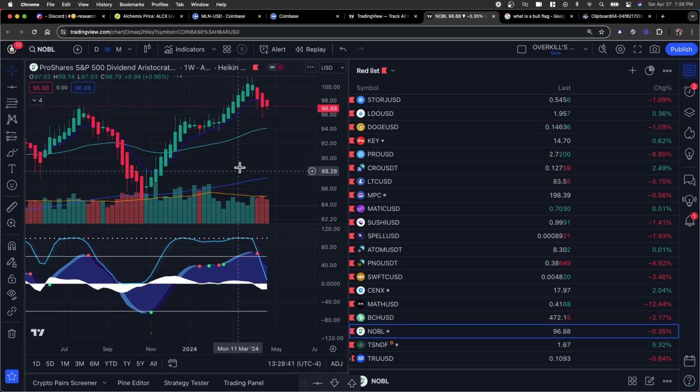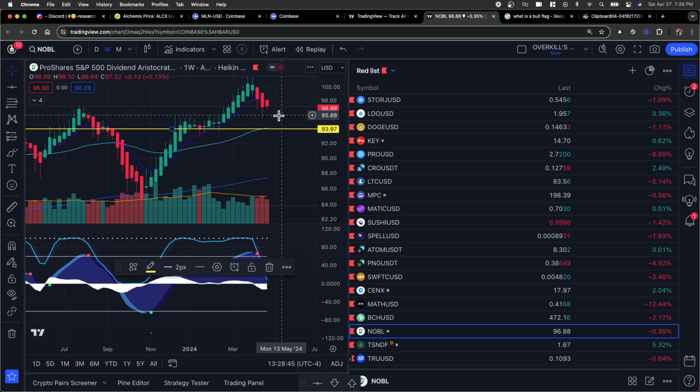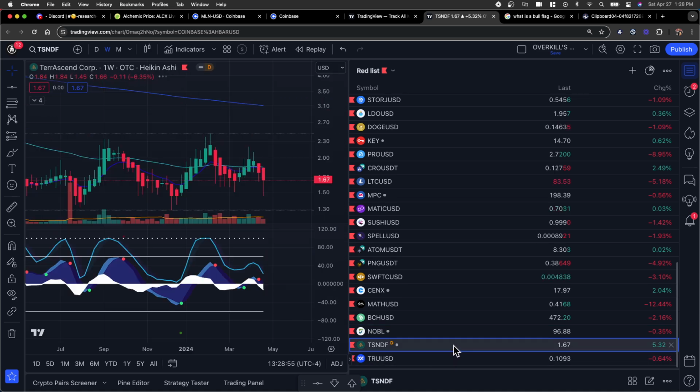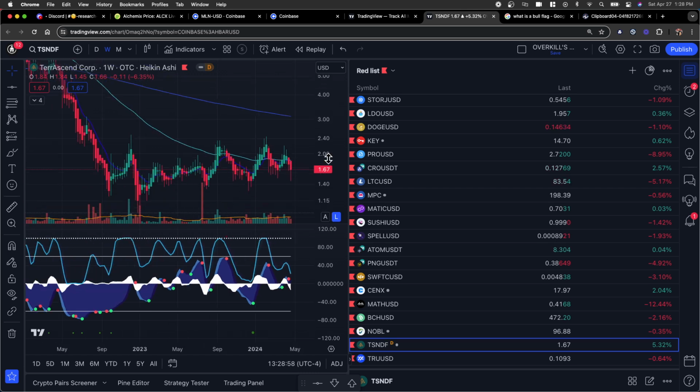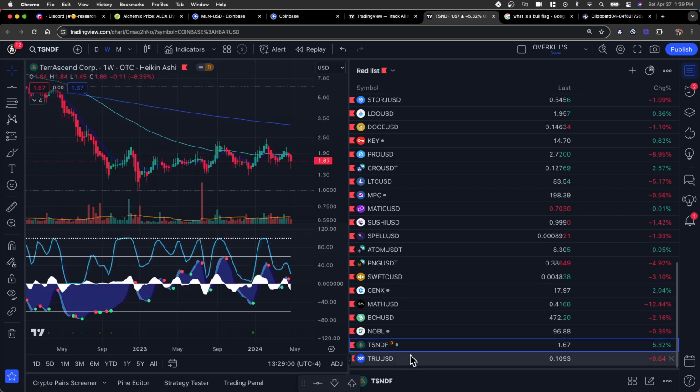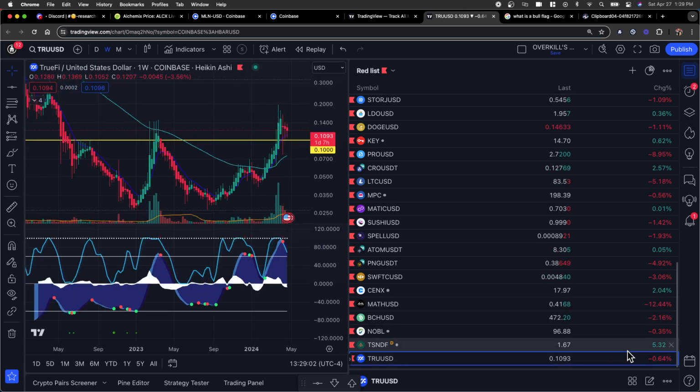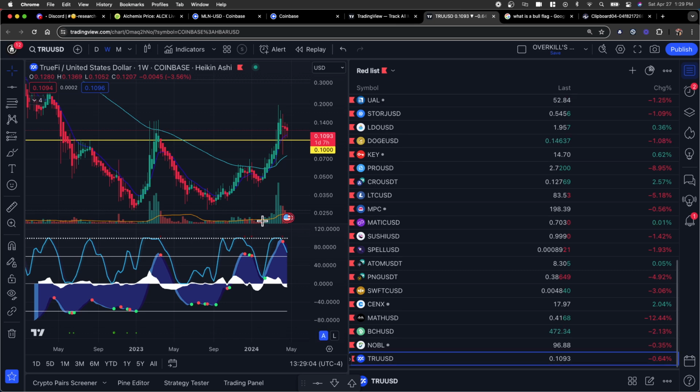Noble. Okay, Noble's dropping down here into 93. I believe this is an ETF. Yeah, this is another ETF here that we follow. And 93 is the level we're looking for. Stochastic's getting pretty close there. Here's TSNDF. This is a pot stock, one of those pot stocks of that MSOS company. Not really looking to trade that one just because we're trading the ETF.